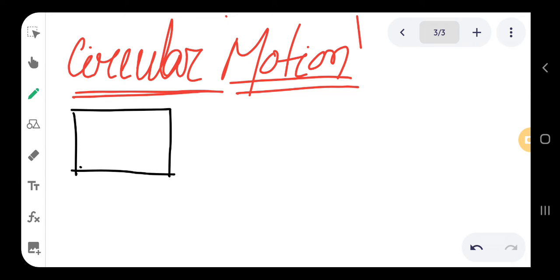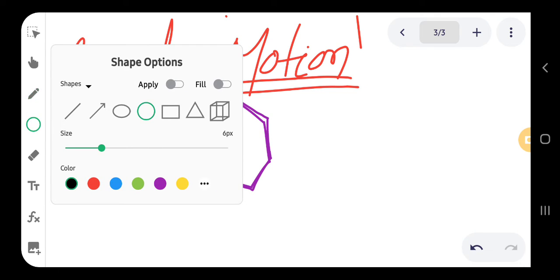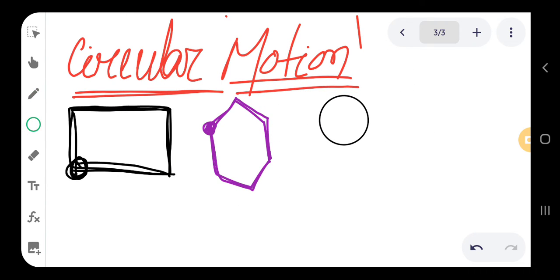Suppose you start running from this point and go like this. This is a rectangular track or rectangular motion. If we run in this type of track, from this you start and go like this, this is a hexagon, so we can say this is a hexagonal track. Similarly, you can have an octagonal track, a pentagonal track. Finally, we also have a circular one.